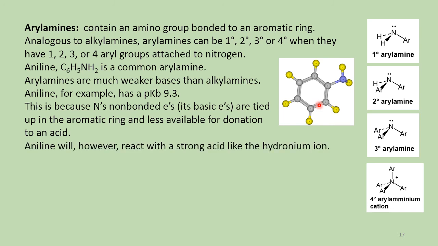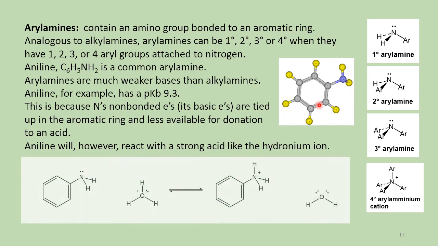Aniline, however, is basic enough that it will react with a strong acid like hydronium ion. And let's show the mechanism for that. Aniline with a pKb of 9.3 and hydronium ion with a pKa of negative 1.74 will react completely. Nitrogen's non-bonded pair of electrons is the base. It's going to donate the pair of electrons to any one of the three acidic hydrogens in hydronium.